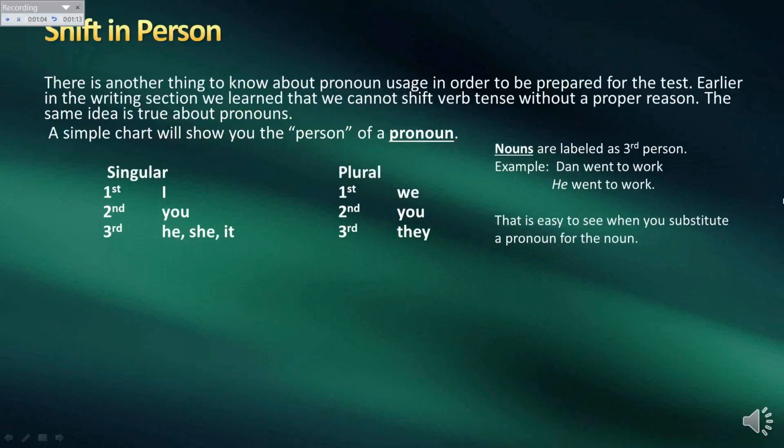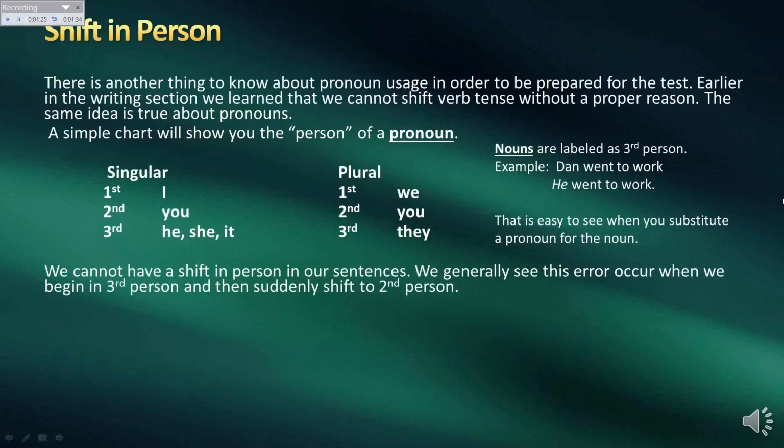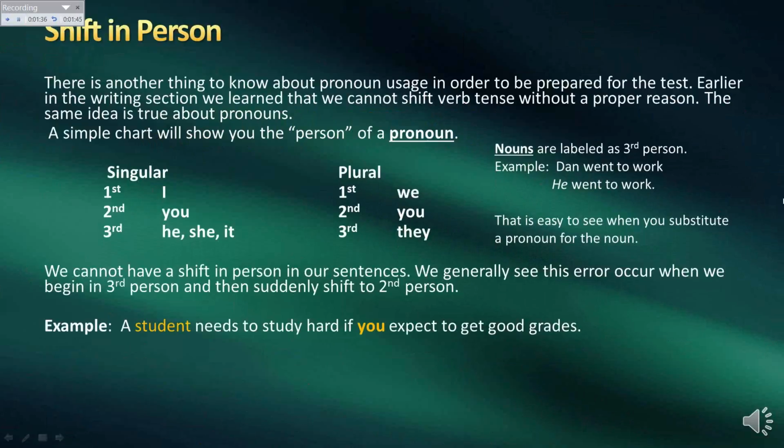Now, you can see that all nouns that we have are labeled as third person. For example, we say Dan went to work. Well, if we were to substitute a pronoun for Dan, we would wind up with he, which is the third person pronoun. So when you're reading sentences and you see a noun there, you'll know that it is going to be third person. And the issue is we cannot have a shift in person in our sentences. Generally, we see this error occur when we begin in third person and then suddenly shift into second person.